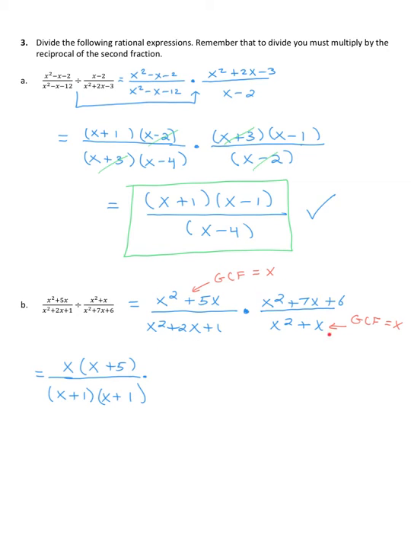Okay, now what about this? I'll start with the numerator. If I factor the numerator, I have an x and an x, and I want two numbers that multiply to 6 and add to 7, and okay, I don't think the choice is too bad here. It's got to be 1 and 6. The product is 6, and the sum is 7.